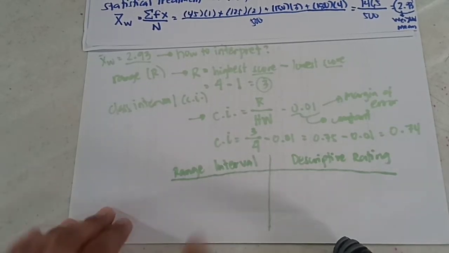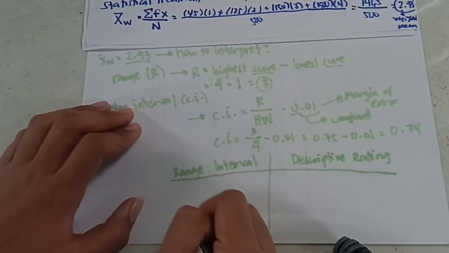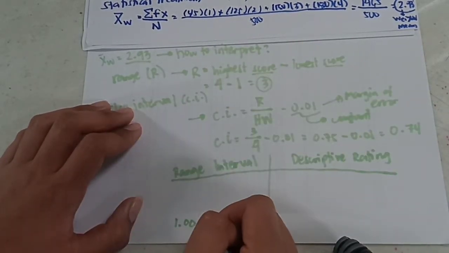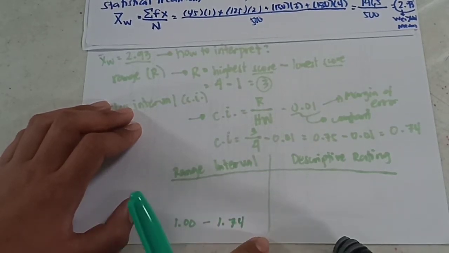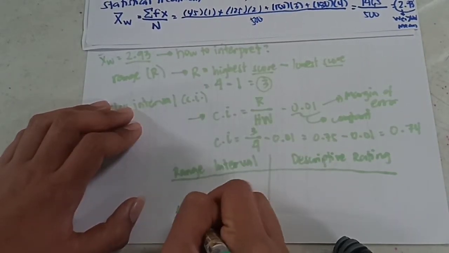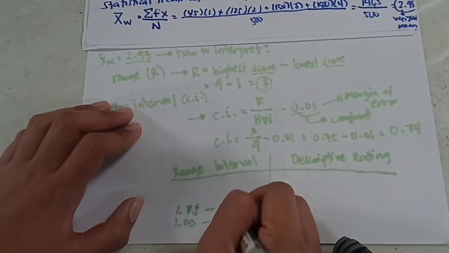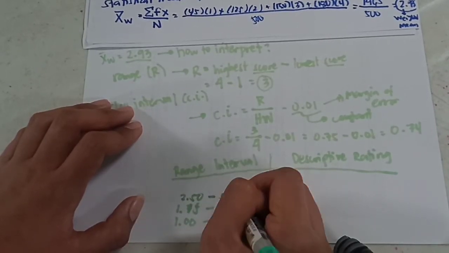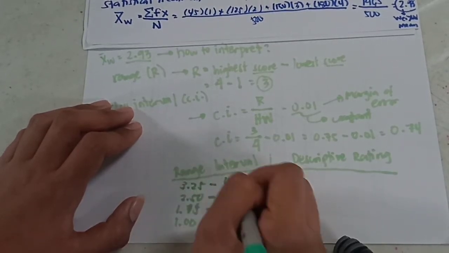Now, in creating a table of range intervals, we must start from the lowest score. Okay? So we start from the very bottom. So let's have 1.00. So 1.00 plus 0.74 is 1.74. So 1.00 to 1.74. This is the first range interval. Then the second will start at 1.75. Then let us add the value. So 2.49. Then we have 2.50 to 3.24. Then we have 3.25 to 4.00.